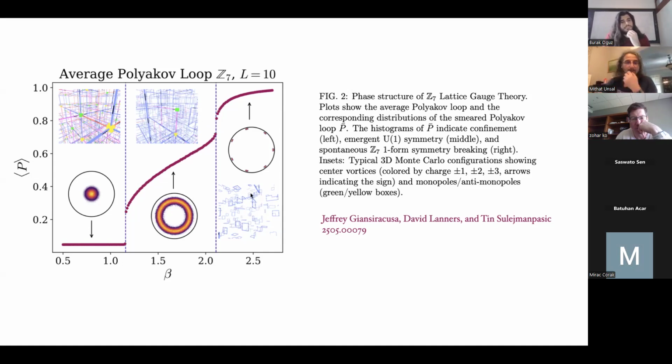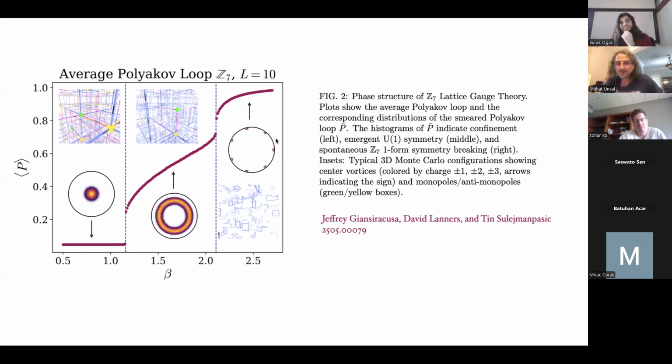So here is the thing. This is the Polyakov loop, and some setup for the configurations, and this is Z7 lattice gauge theory. This is 0 expectation value for the Polyakov loop. It's the confined phase. This is 1 expectation value for the Polyakov loop. It is the BF phase, Higgs phase. And there is something happening in the middle there.